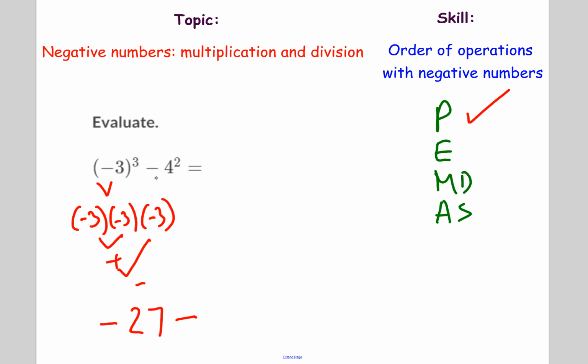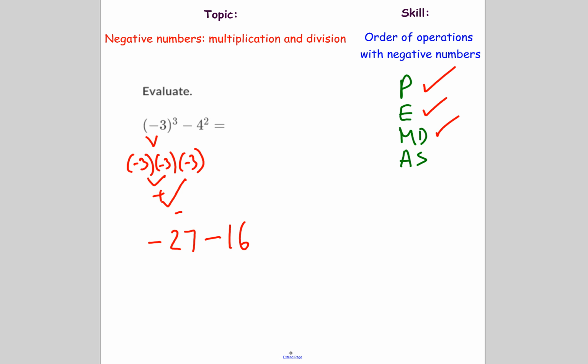Minus, bring down this minus sign right here, and 4 squared, 4 times 4 is 16. So this becomes negative 27 minus 16. Also, that means we're done with exponents. Do we have any multiplication or division? We do not. So done with multiplication and division. And all that's left is addition and subtraction.